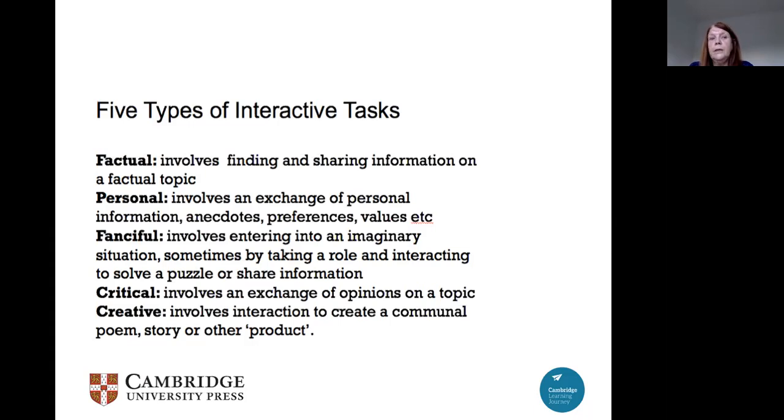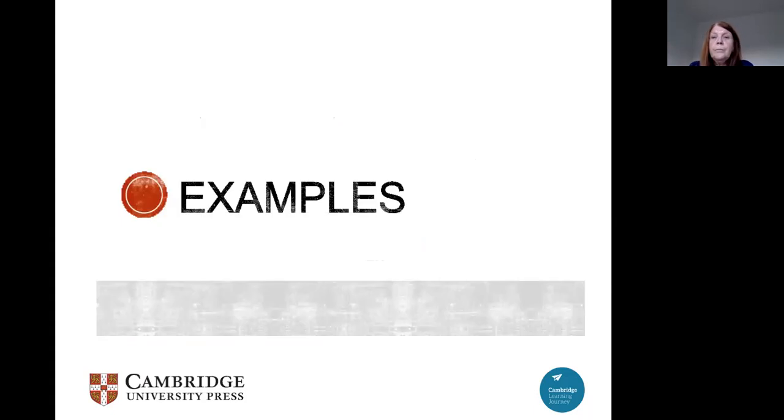So role play is one kind of fanciful interaction, and interacting to solve a puzzle or to share information. Critical is typically discussion or debate activities, exchange of opinions. And creative activities involve interaction to create a poem, a story, or another creative product. So I'm now going to take you through examples of the 5 types, and 2 or 3 times I'll open up the chat box and set you a little task so you can actually try out some of the activities and see what's involved.